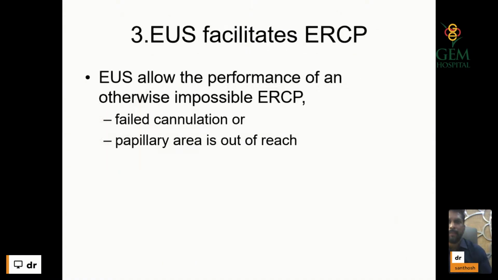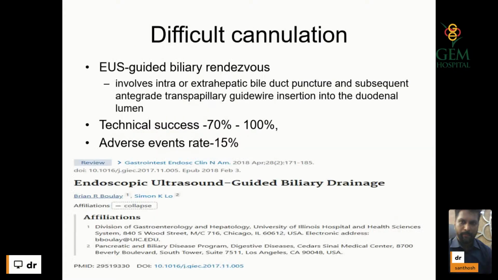Fourth will be EUS facilitating ERCPs. EUS allows us to perform otherwise impossible ERCPs in patients with failed cannulation, or if the papillary area is out of reach, maybe secondary to any surgery like post GJ or any Roux-en-Y gastric bypass.